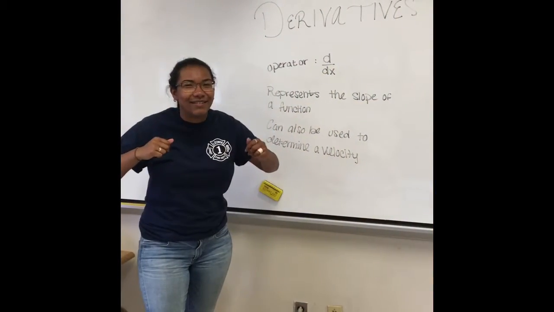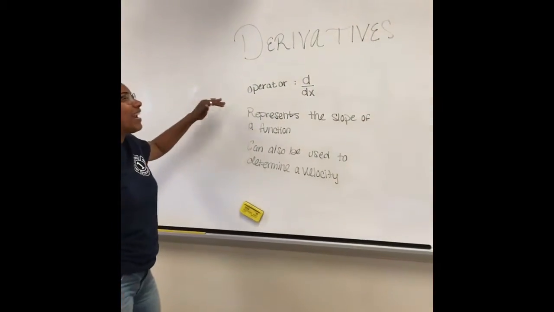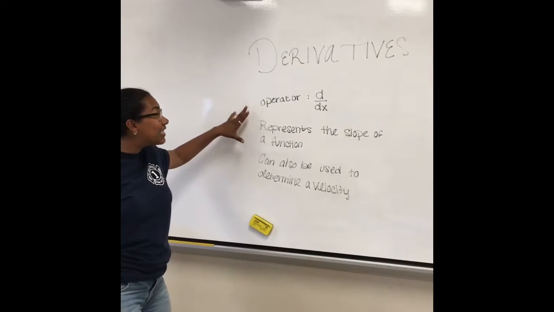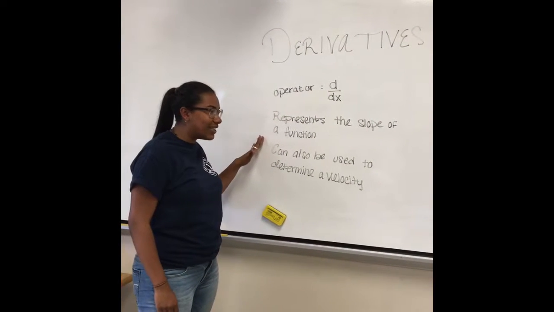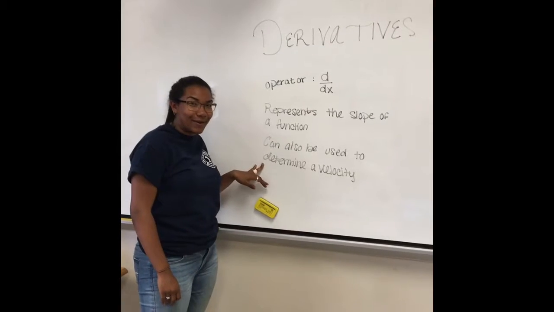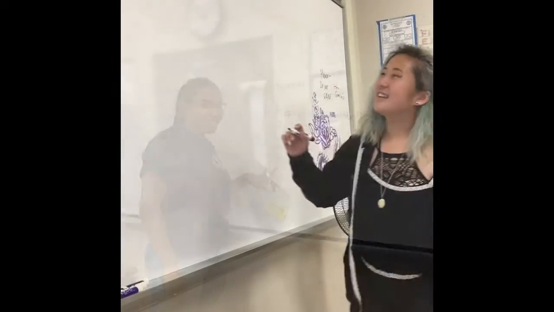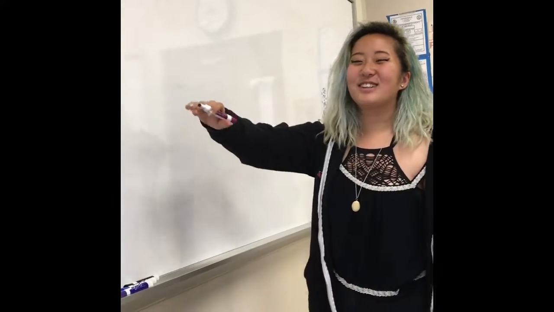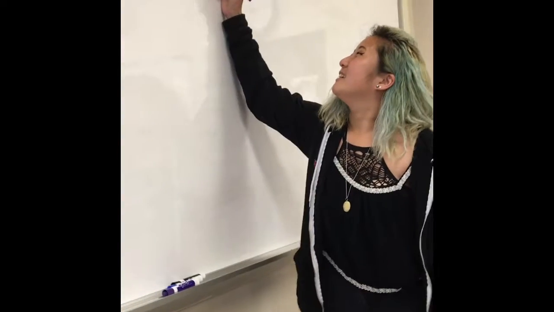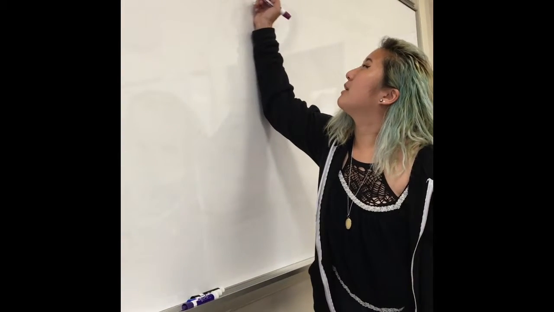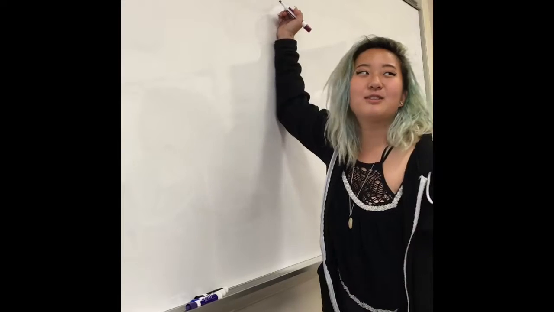I can teach you about derivatives. Derivatives are written in terms of d over dx. They represent the slope of a function and can also be used to determine a velocity. Alright, now that we know what derivatives are, let's try a problem. Here I'll break it up into 3 parts, so that way we can see what to do with each derivative.